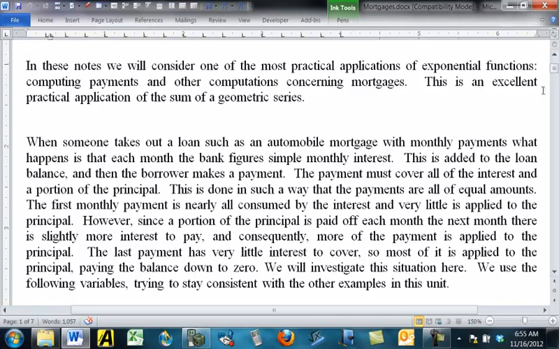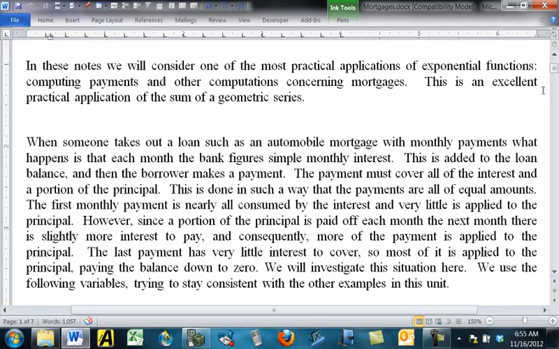So let's say we're taking out an automobile loan. What you do is you make monthly payments, and what happens is you have a balance that you borrow. They give you that money up front, but you've got to pay it back plus more. So basically the bank buys your car for you. You have to pay the bank back.